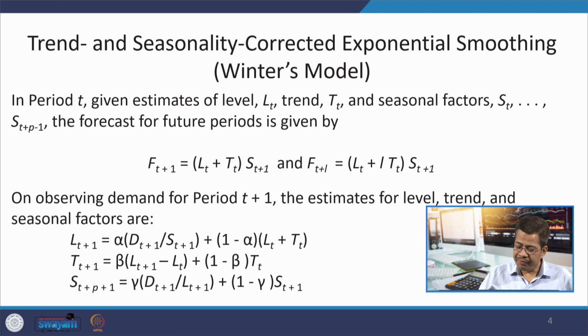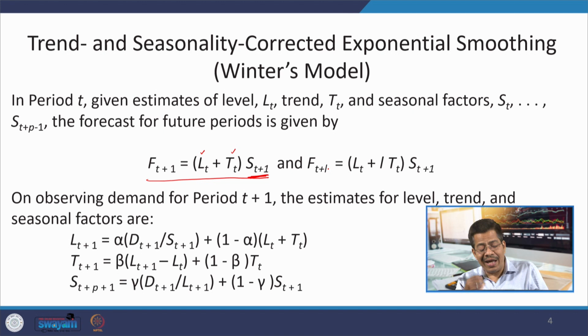This is how it is detailed here: F(t+1), the forecast for the next period, I am going to calculate as L(t) plus T(t) multiplied by S(t+1). Please remember what I was just explaining. And if I want to forecast l periods ahead, it is L(t) plus l times T(t), multiplied by S(t+l). This is again a mistake that even I make. I have to use the seasonal index of l periods ahead.